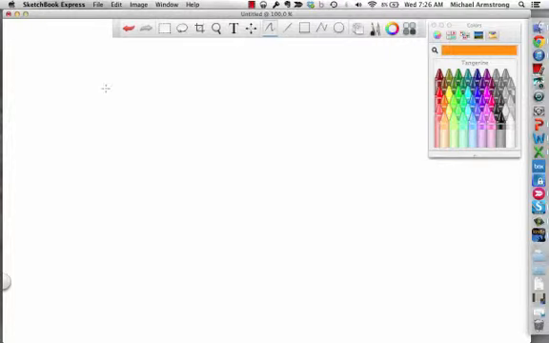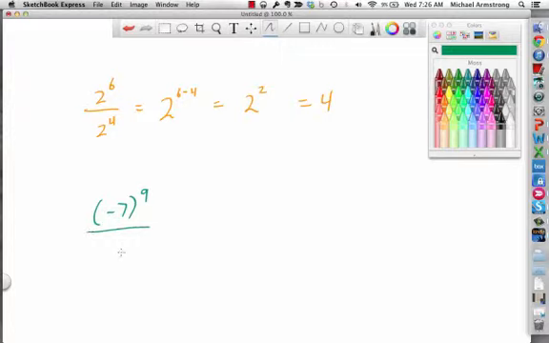Alright, examples. 2 to the 6th over 2 to the 4th is equal to 2 to the 6th minus 4, which is equal to 2 to the 2nd power, which ends up being 4. Okay. What about negative numbers? You might want to know. Here's a negative number to look at, negative 7 to the 9th power over negative 7 to the 3rd power. It only works if you have the same base. The 2 is the base here, the negative 7 is the base. So we end up with negative 7 to the 9 minus 3, which is 6.